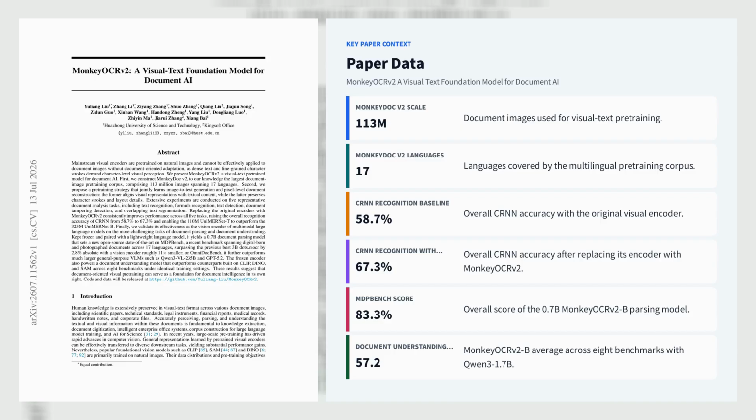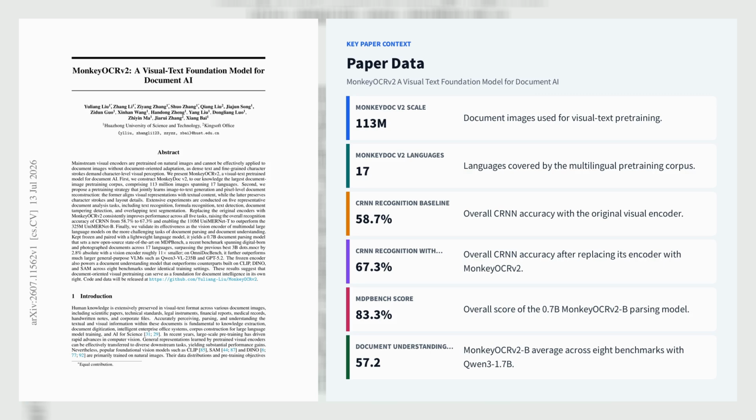Let's explore the third paper, MonkeyOCR v2, a visual text foundation model for document AI. Researchers at Huazhong University of Science and Technology and Kingsoft Office present MonkeyOCR v2, a document-native visual text foundation model designed to preserve character strokes, glyph details, and layout information that natural image encoders such as CLIP, DINO, and SAM often discard. Its MonkeyDoc v2 pre-training corpus contains 113M document images spanning 17 languages, combining expert-labeled real documents with synthetic multilingual pages and cropped elements.